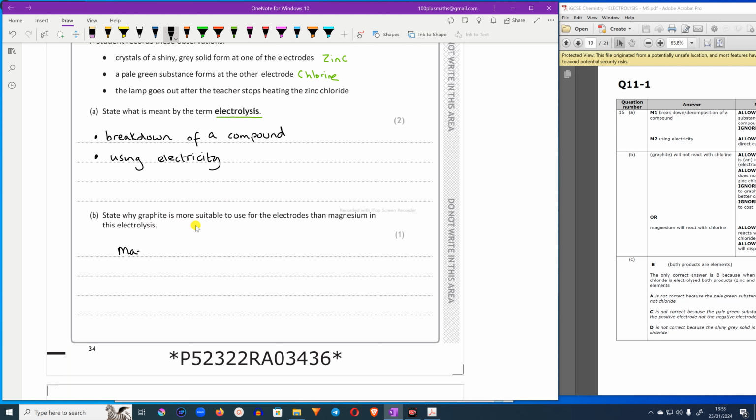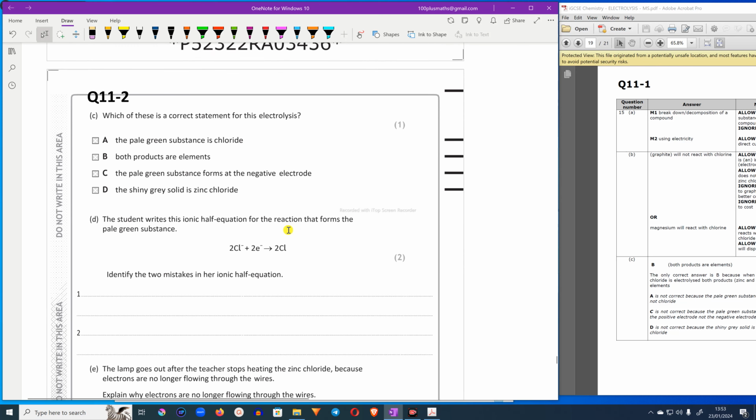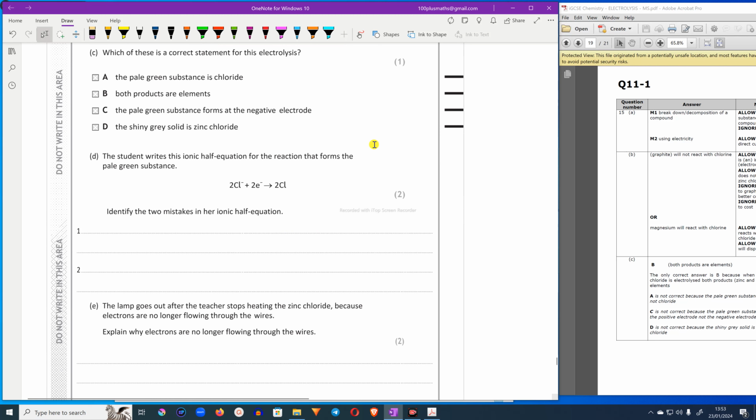Because magnesium reacts with chlorine. So excuse the capitals in the middle of a sentence. Right. Which of these is a correct statement? It's not chloride, it's chlorine. Both are elements. That's interesting. It's almost a carbon copy of that previous question.